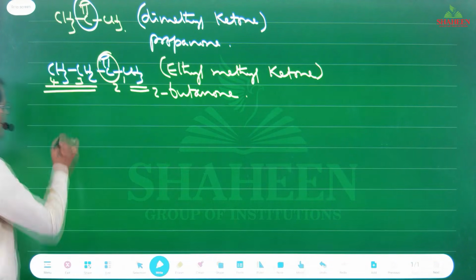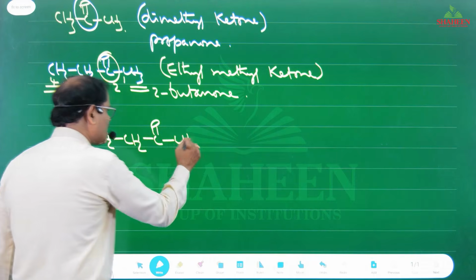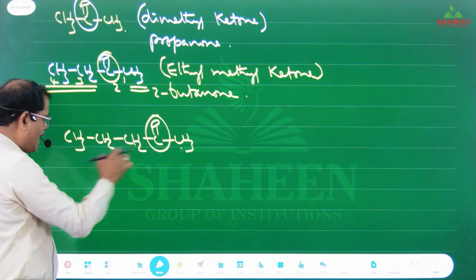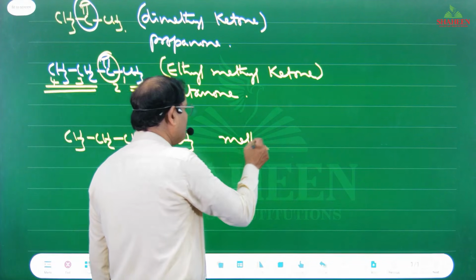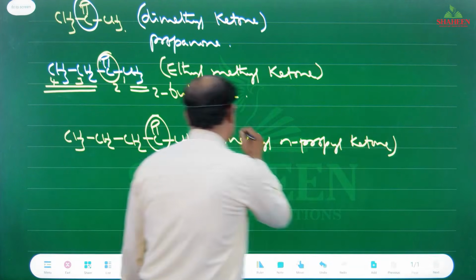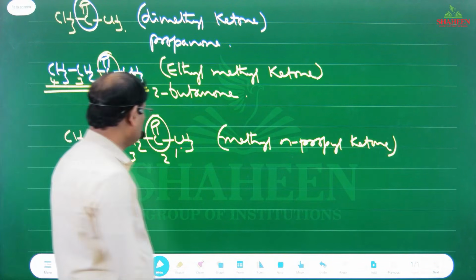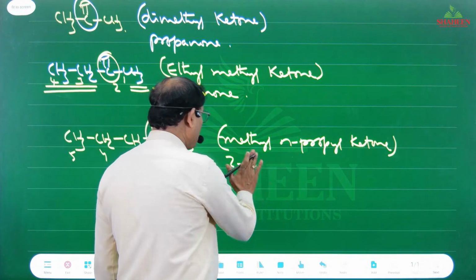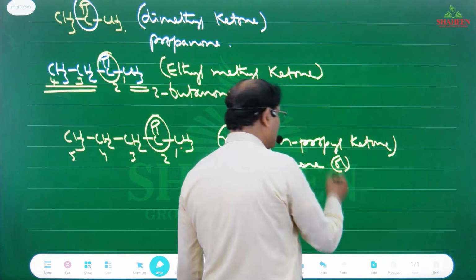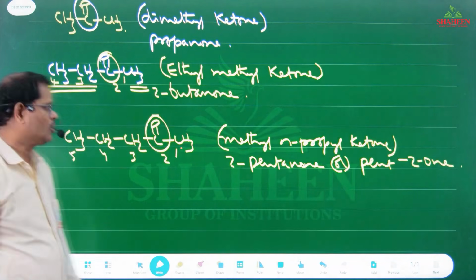Similarly, here we have CH3, CH2, CH2, C double bond O, CH3. This one is methyl n-propyl ketone, the common name. If you go for IUPAC, numbering 1, 2, 3, 4, 5, it is 2-pentanone. Sometimes we can also represent it as pentan-2-one. Both are correct.